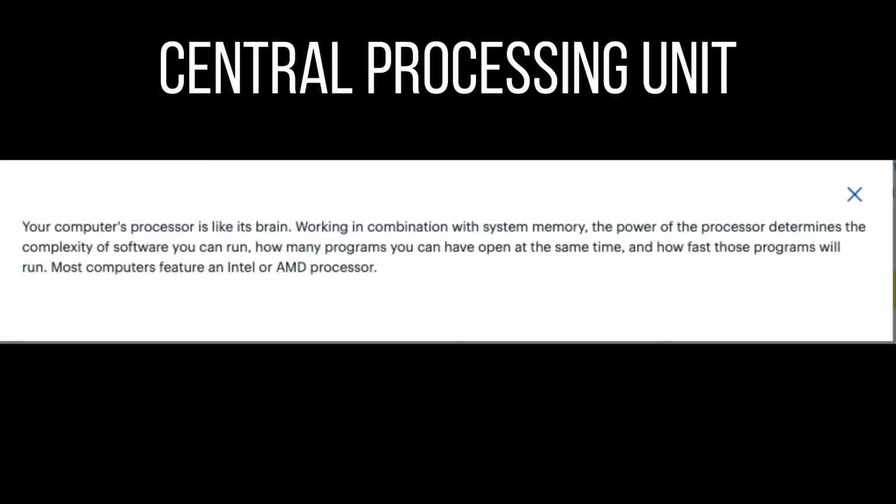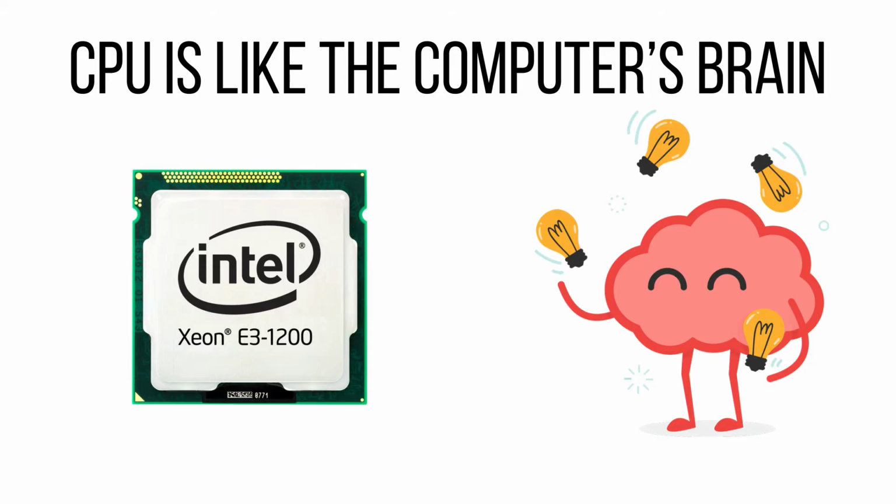Now, before we move on, you may have noticed that the information tip on this screen compares the CPU to a brain. It says your computer's processor is like its brain. Working in combination with system memory, the power of the processor determines the complexity of software you can run, how many programs you have open at a time, and how fast those programs will run. Most computers feature an Intel or AMD processor.